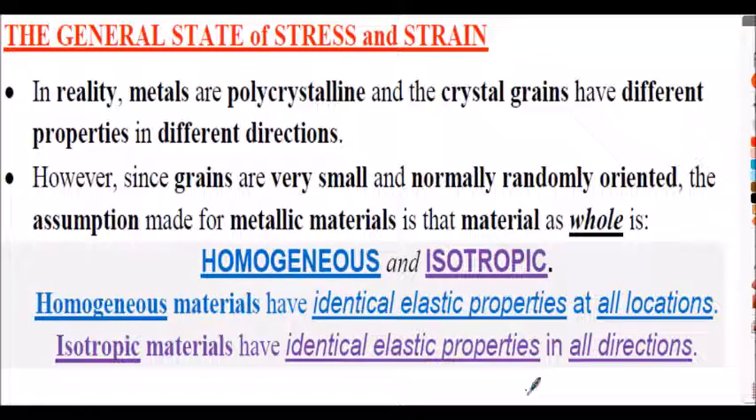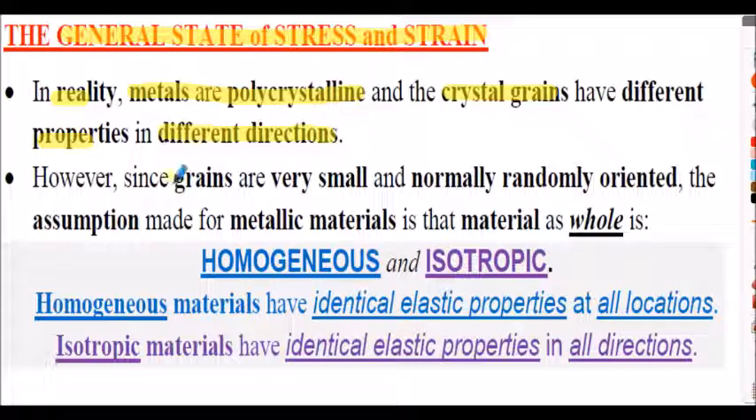So this is going to be extremely dry here. We're going to talk about the general state of stress and strain, and develop more elastic constants essentially. In practice, metals are what's called polycrystalline and have crystal grains of different properties in different directions.